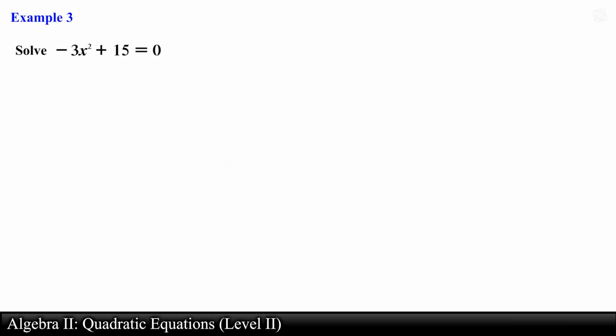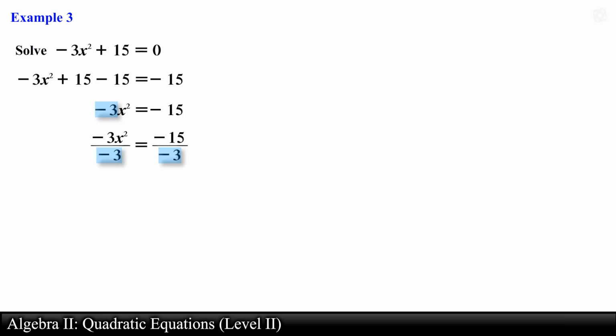Solve the equation negative 3x squared plus 15 equals 0. We first need to isolate x by itself. So we subtract 15 from both sides of the equation, as follows, and obtain negative 3x squared equals negative 15. Next, we get rid of negative 3 by dividing both sides by negative 3. Doing that, we obtain x squared is equal to negative 15 over negative 3, which reduces to positive 5. And lastly, we take the square root of both sides and obtain the following. x is equal to positive negative the square root of 5. And this is our final answer.